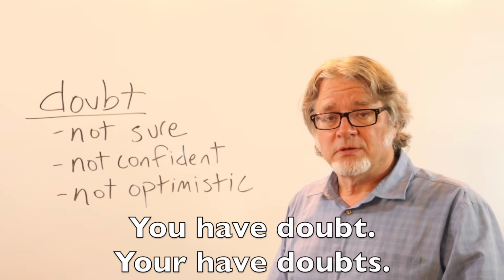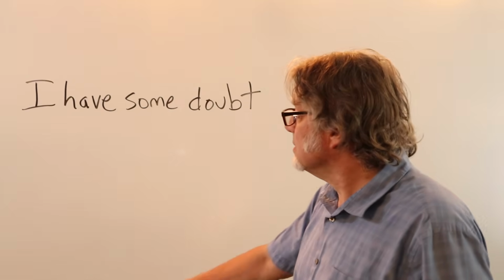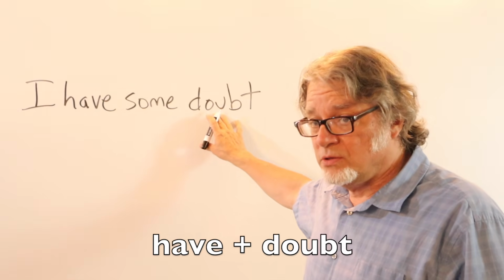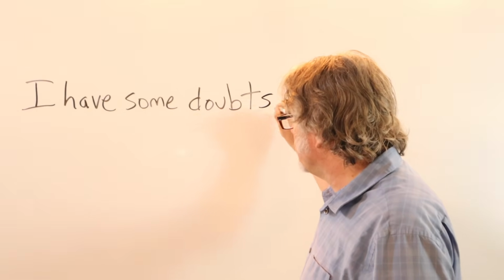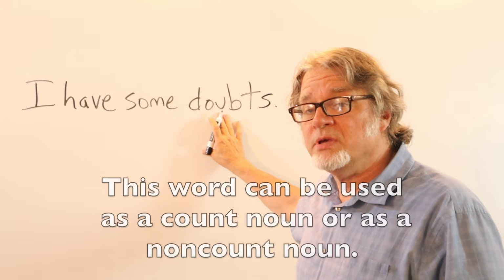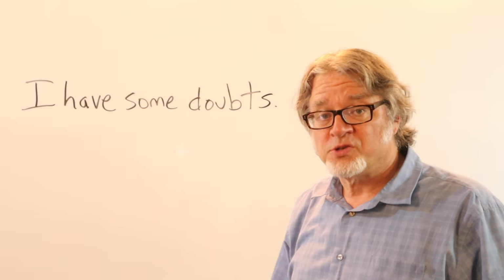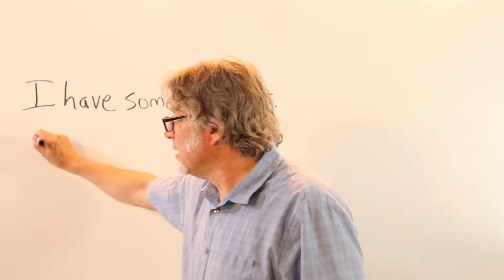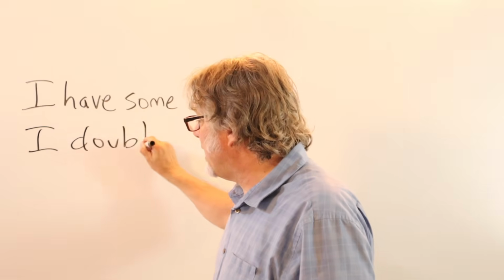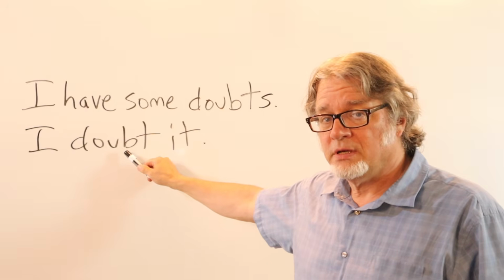You have doubt, or you have doubts. In this sentence, doubt is a noun. I have some doubt. You could also use a plural. I have some doubts. This word can be used as a count noun or as a non-count noun. You can also use it as a verb. It's an easy word to use as a verb. I doubt it. Here's the subject and here's the verb.